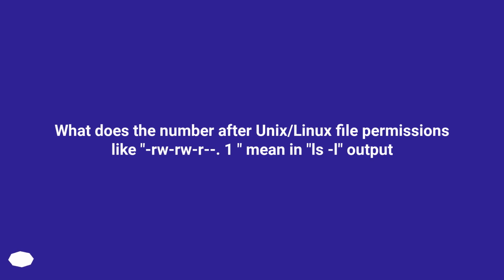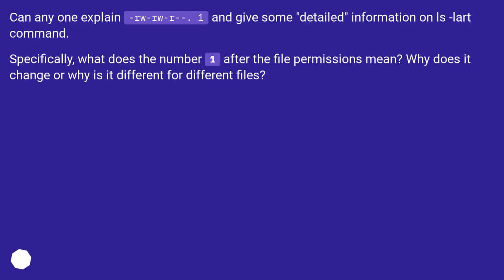What does the number after Unix/Linux file permissions like rw-rw-r-- 1 mean in ls -l output? Can anyone explain rw-rw-r-- 1 and give some detailed information on the ls -l command? Specifically, what does the number 1 after the file permissions mean? Why does it change, or why is it different for different files?